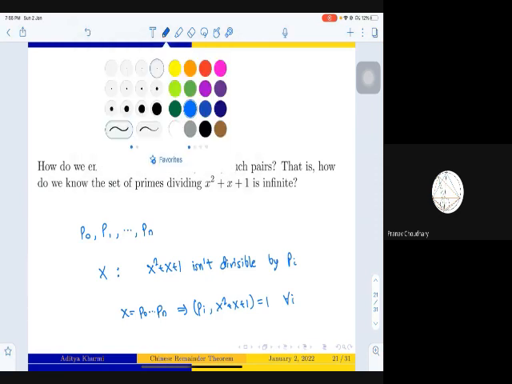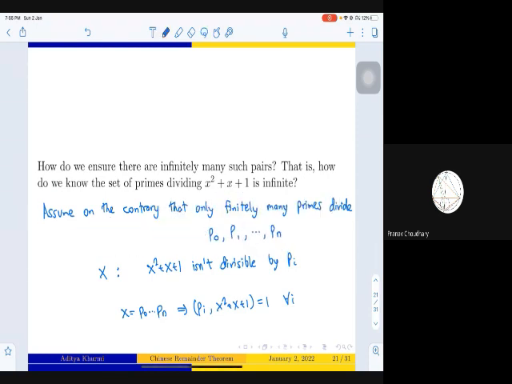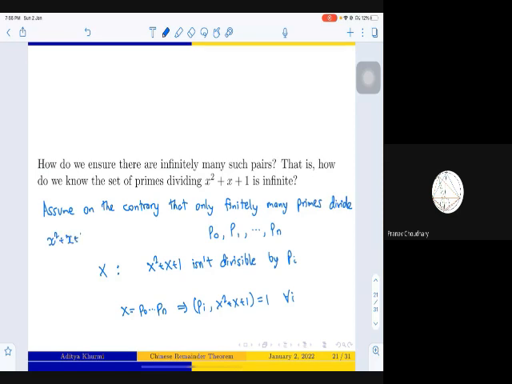P1, these are, so let me write it. Assume, on the contrary, that only finitely many primes divide x square plus x plus 1. By the way, x could be anything. So this is the set. This is the entire set. This is the infinite set. 1 square plus 1 plus 1, 2 square plus 2 plus 1, 3 square plus 3 plus 1. That infinite set.